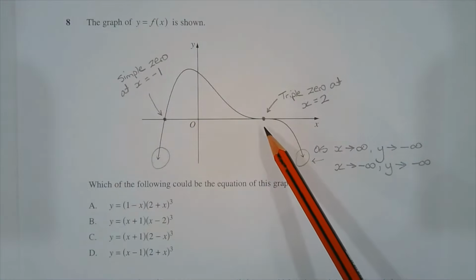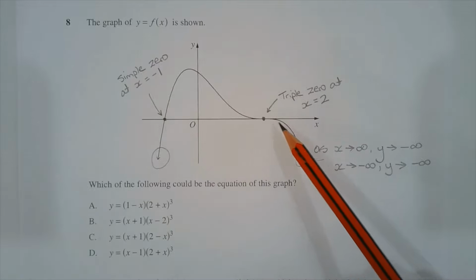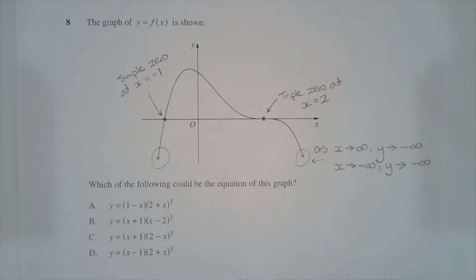There's a triple 0 at x equals 2, and the shape of the curve around that point represents a cubic curve that's been reflected in the y-axis and then translated 2 units to the right. Also, as x approaches infinity, y approaches negative infinity, and as x approaches negative infinity, y approaches negative infinity. And that can be seen by observing the arrows here and here. Therefore, the answer is option C.